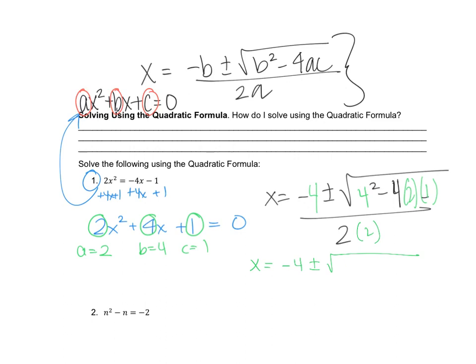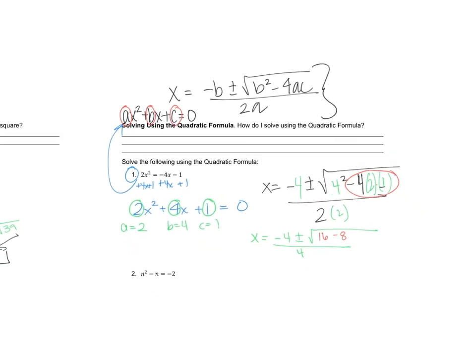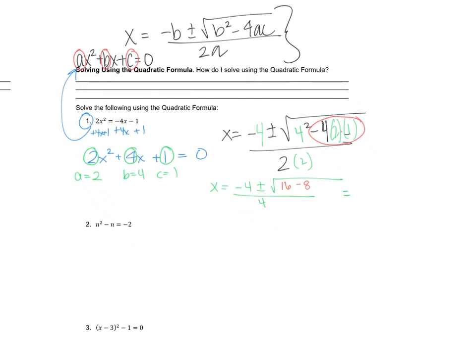Well, we know that that first part is going to be 16, and then this part right here, that's 4 times 2 times 1, that's negative 8. And this is all over 4. So we simplify this, it'll be negative 4 plus or minus the square root of 8 over 4.